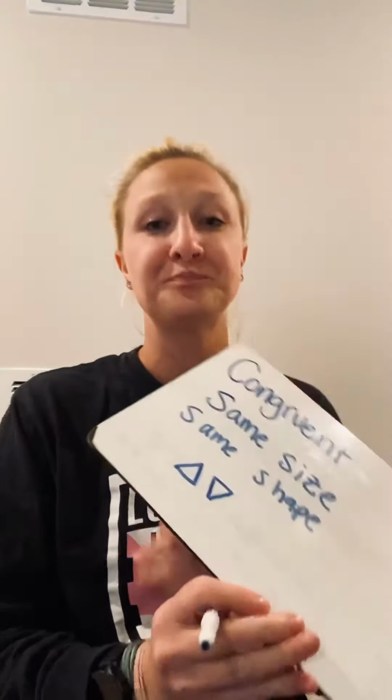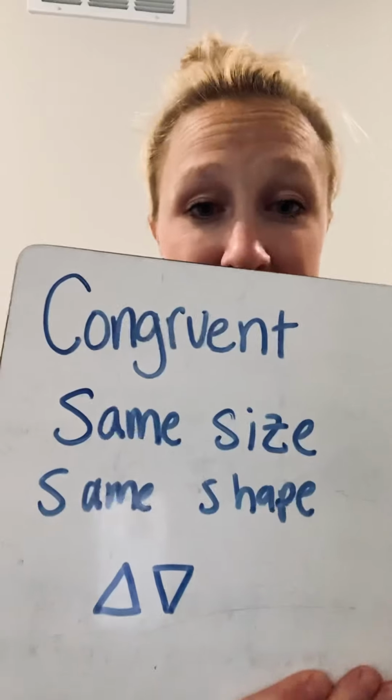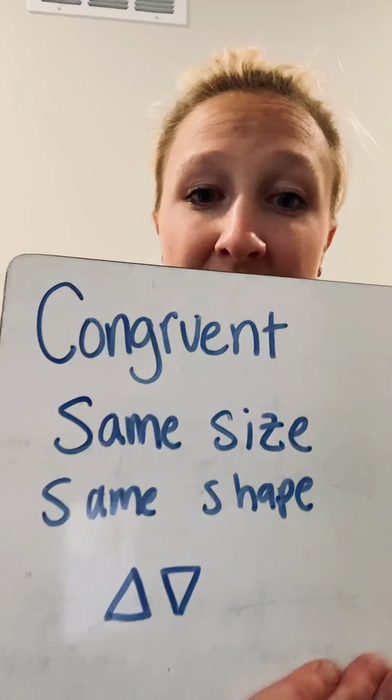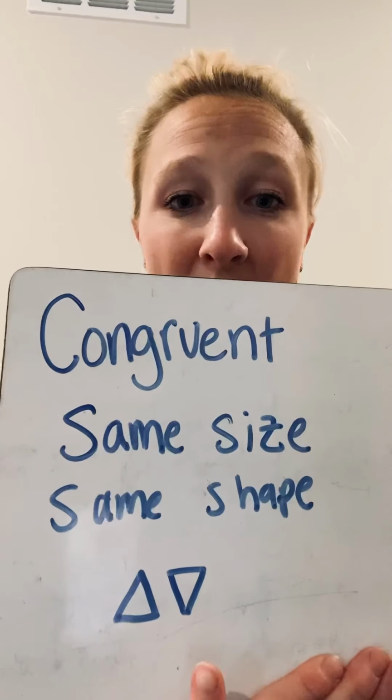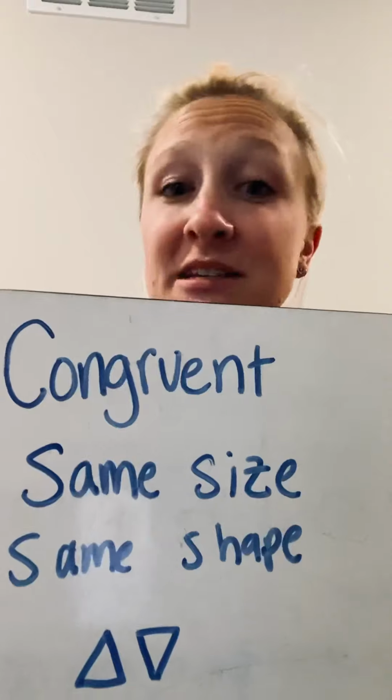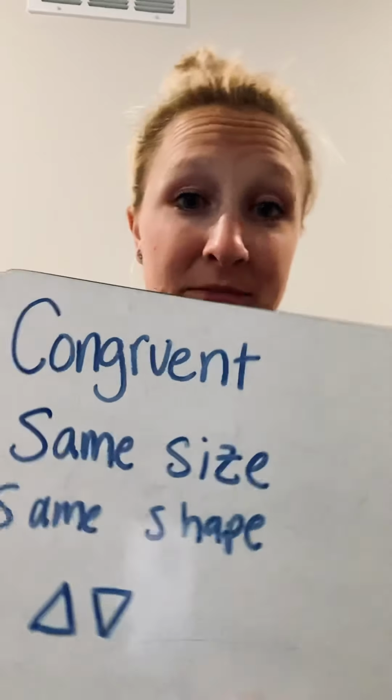The only thing that throws some third graders off is these shapes are congruent, but what might throw someone off is they're not facing the right direction. This triangle is pointing up while this one is pointing down. It doesn't matter where they're pointing. As long as they are the same size and the same shape, that means they are congruent shapes. Okay? So let's do some examples.